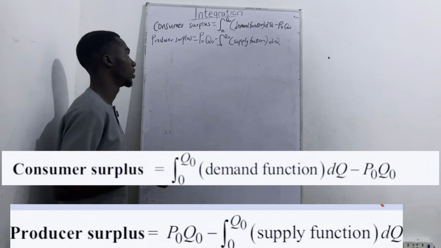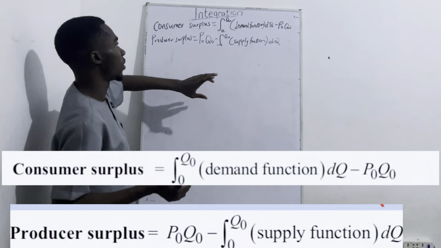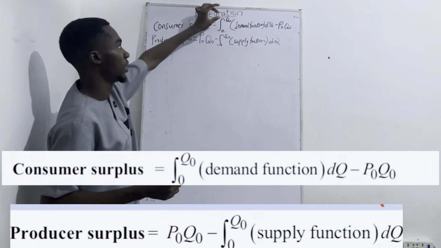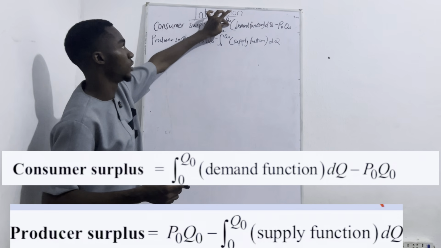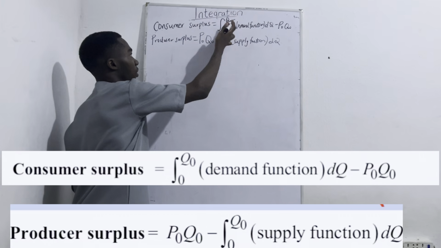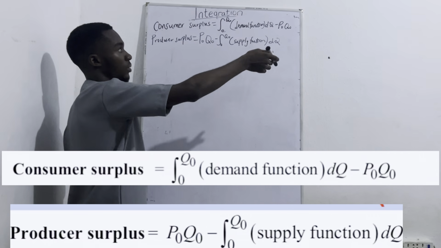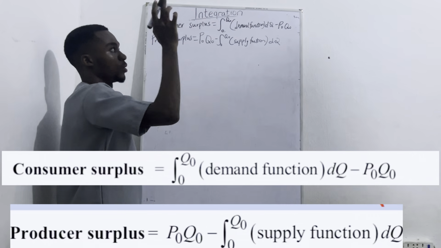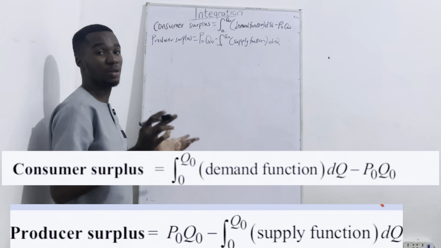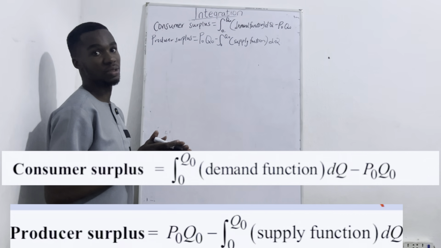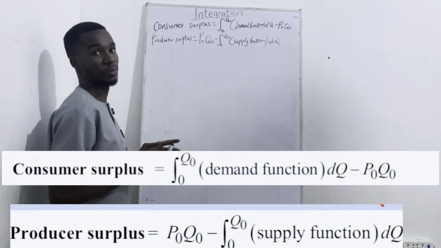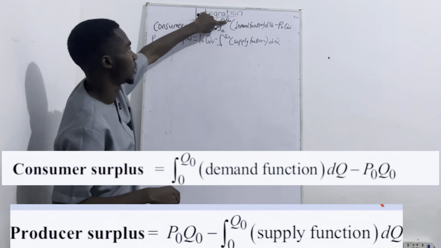But the only thing you need to know about this formula is that once you've been given the demand function, you integrate it. Then the one at the top is the quantity. The Q0 is the same as Q, which is the quantity. Then 0 is 0. Then minus P times Q. You get it. It's P0, Q0, the price and the quantity, so the equilibrium price and the equilibrium quantity. So where you see P is the equilibrium price, where you see Q is the equilibrium quantity.